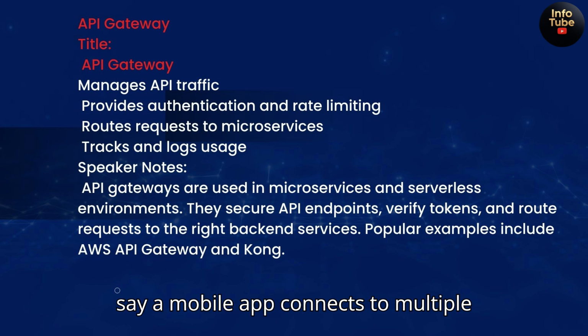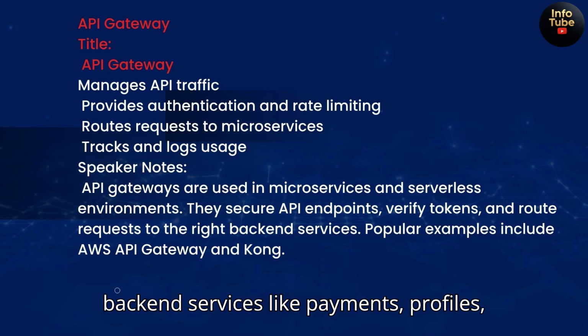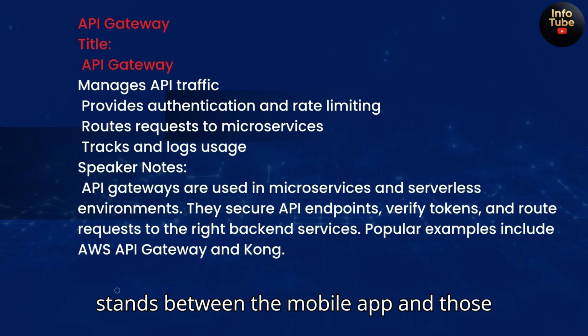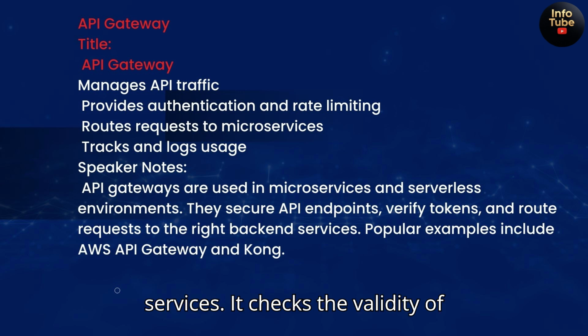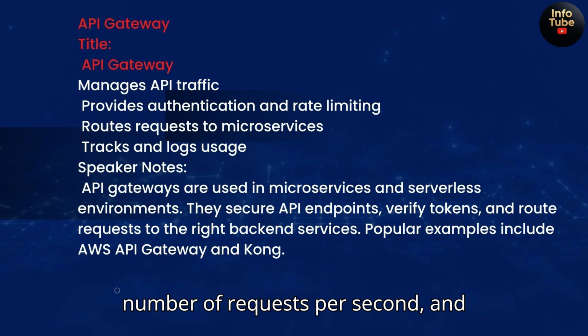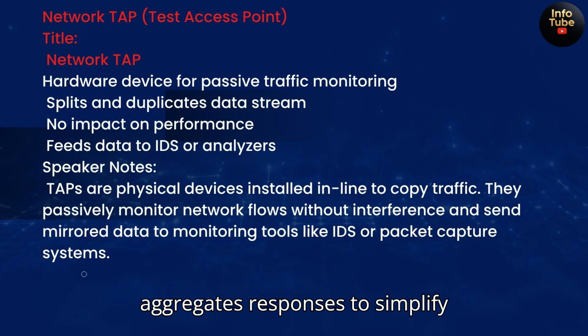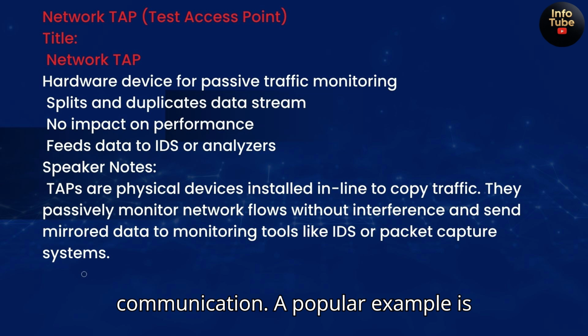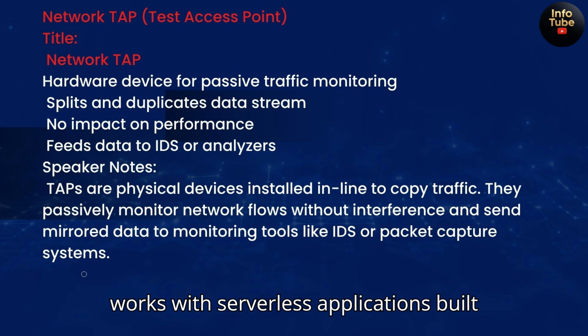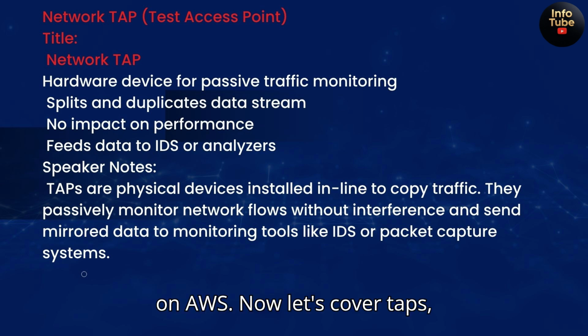Let's say a mobile app connects to multiple back-end services like payments, profiles, and messaging. An API gateway stands between the mobile app and those services. It checks the validity of tokens, prevents abuse by limiting the number of requests per second, and aggregates responses to simplify communication. A popular example is Amazon's API Gateway service, which works with serverless applications built on AWS.